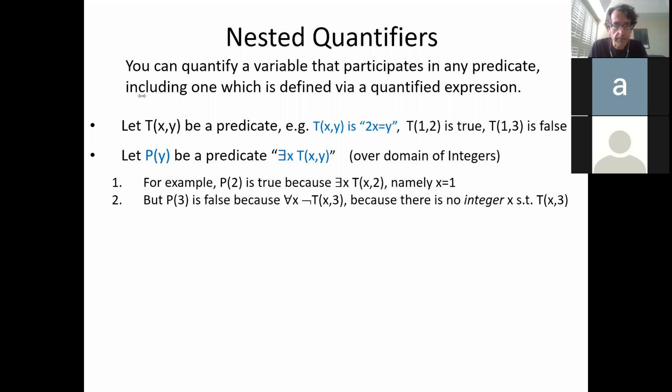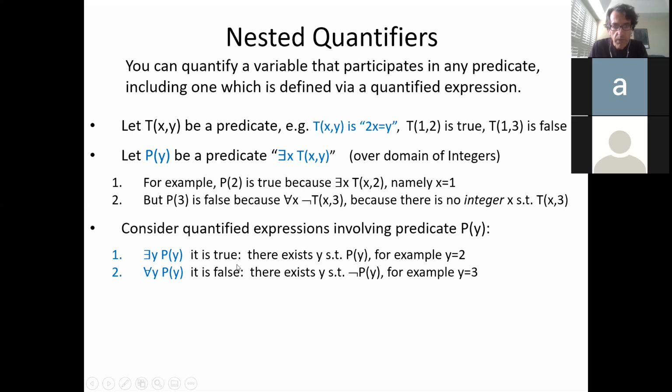And sometimes, very often, or maybe always, an intuitive understanding of what this predicate says is very helpful, because it's like, what does it mean that there exists x such that twice x is y? It means exactly y is even. And so this statement simply says 2 is even. And this statement simply says 3 is even, and therefore it's a false statement.